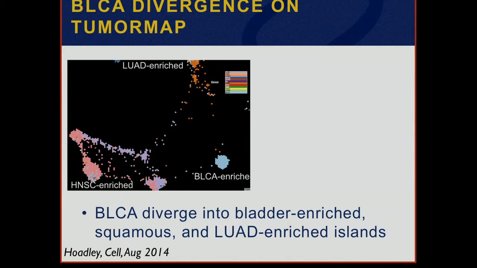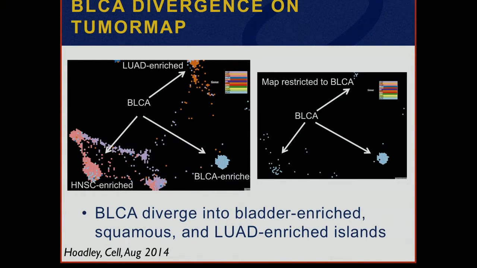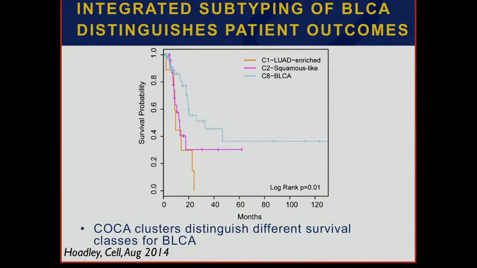So, I guess one of the interesting stories here was for the bladder cancers. They showed this cross-tumor mapping that was happening. So there was kind of convergence and divergence. Most of the bladders were mapping on their own here, but then some were sort of bundled with the squamous tumors. And that was a key insight because, to the pathologist, these did not look like squamous tumors. So the molecular data was more sensitive.